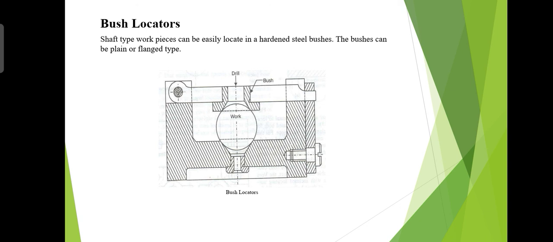Shaft type workpiece can be easily located in the hardened steel bushes, and the bushes can be plain or flange type.